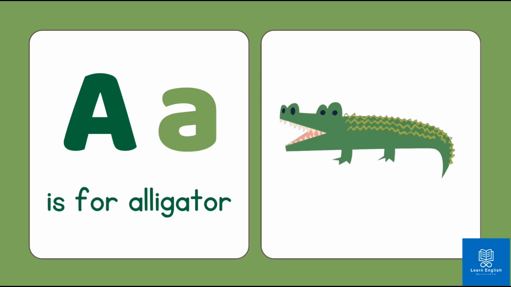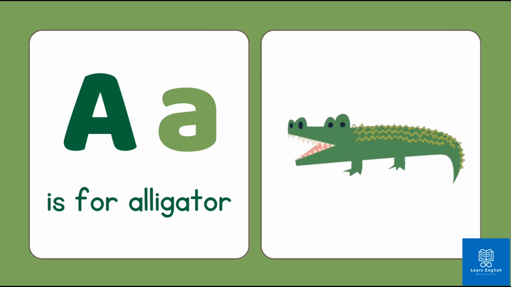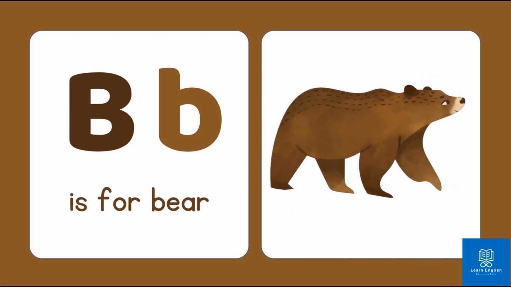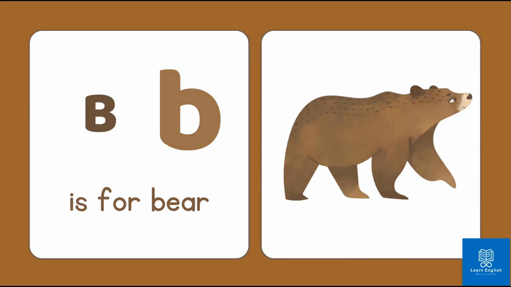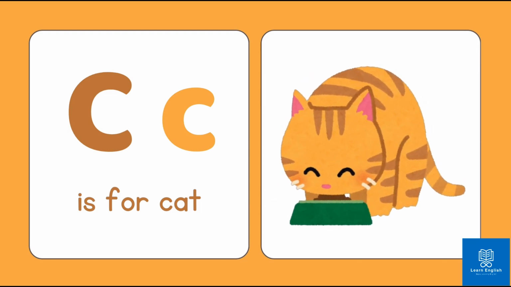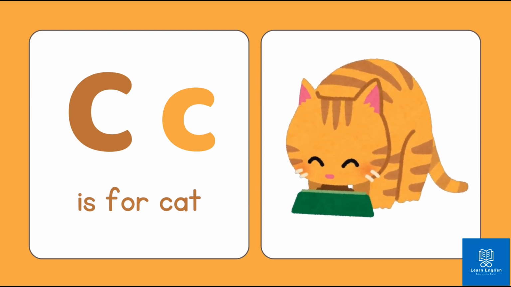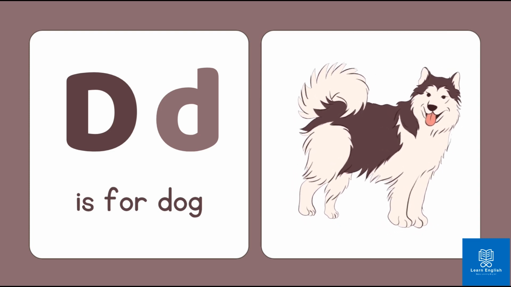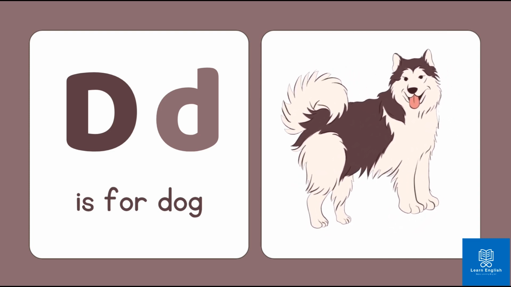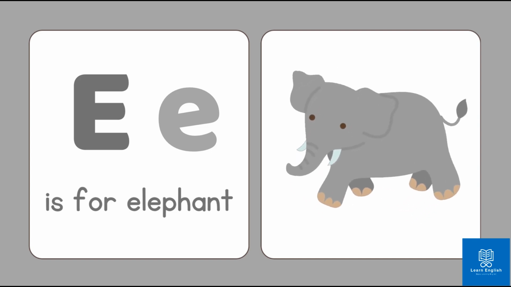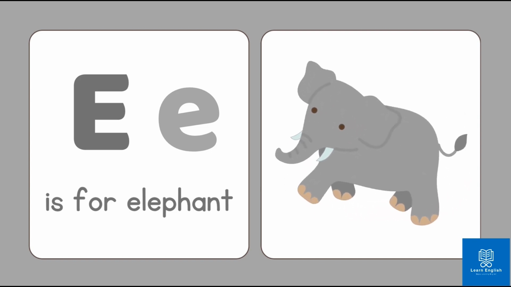A is for alligator. B is for bear. C is for cat. D is for dog. E is for elephant.